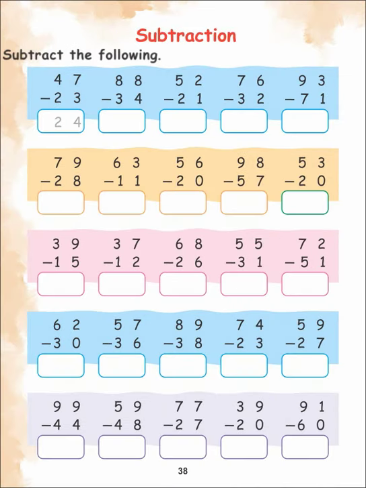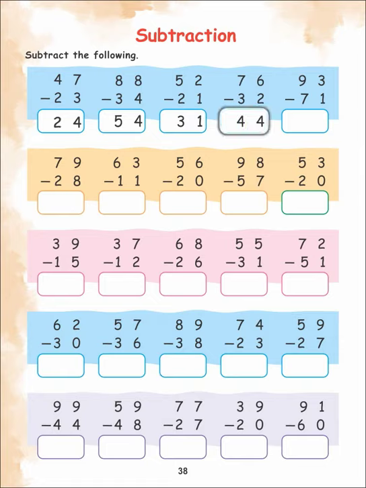Subtraction. Subtract the following. 47 subtract 23, 24. 88 subtract 34, 54. 52 subtract 21, 31. 76 subtract 32, 44. 93 subtract 71, 22. 79 subtract 28, 51. 63 subtract 11, 52.